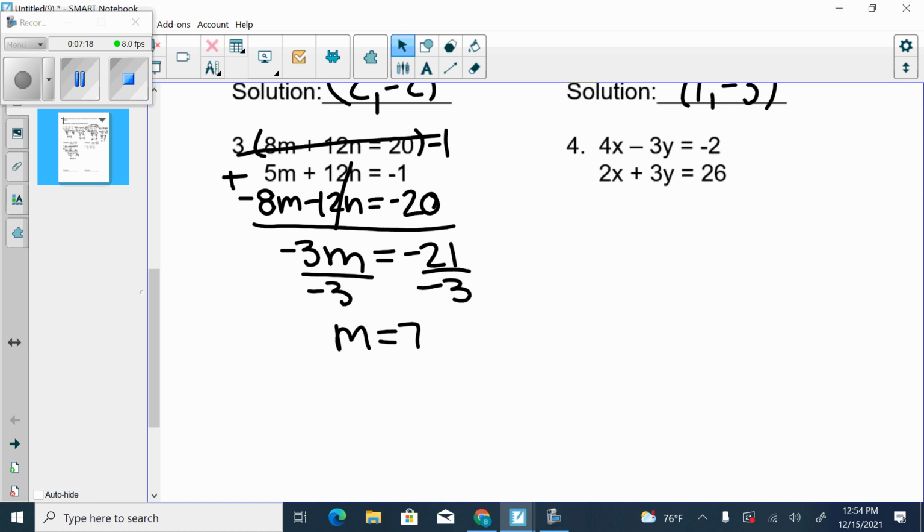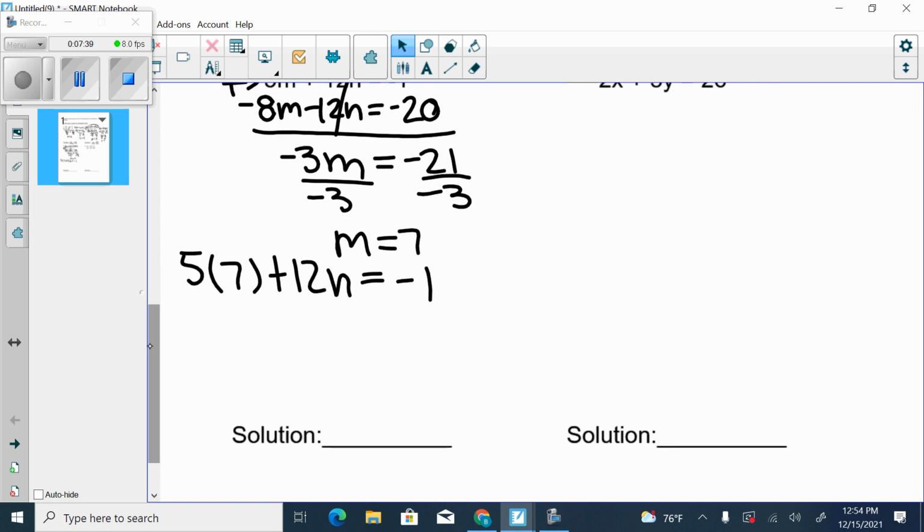All right, so now that I know m, I can go plug it into either one of the original equations. You guys want to use the first or second? Second. Okay, so I'm going to be plugging into this one. So I got 5 times, what do I replace m with? Plus 12n equals negative 1. Well, what is 5 times 7? 35. Plus 12n equals negative 1. Then what?